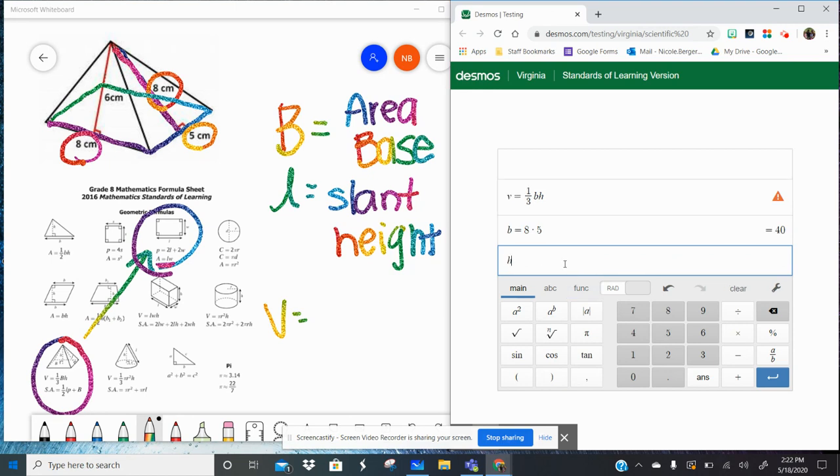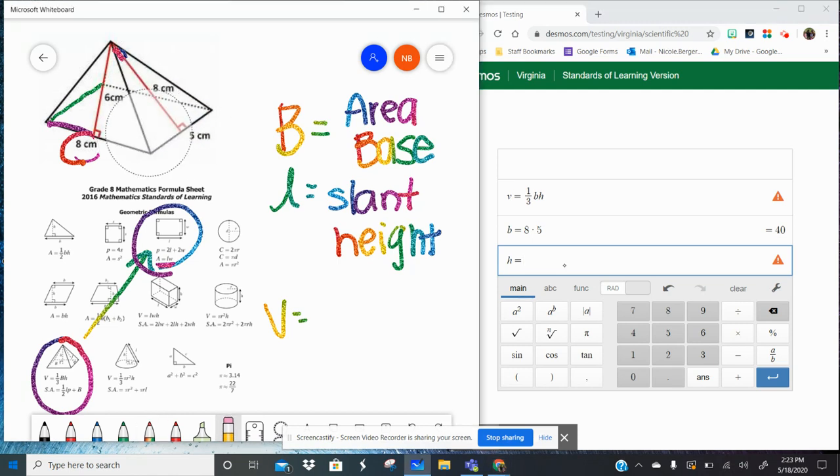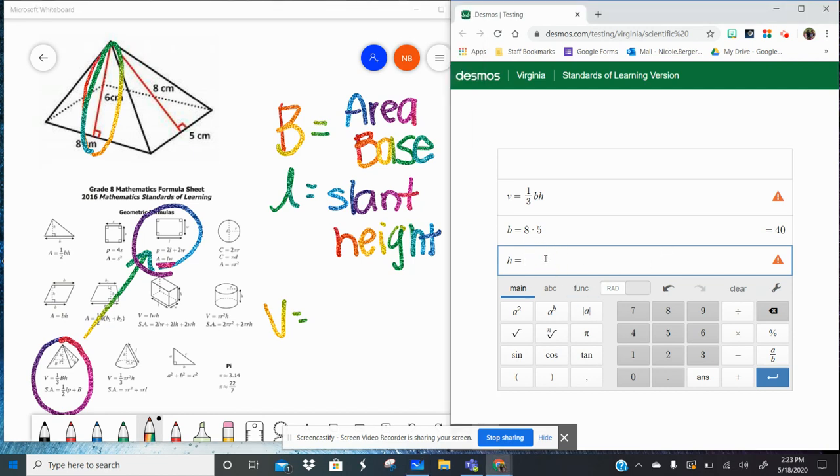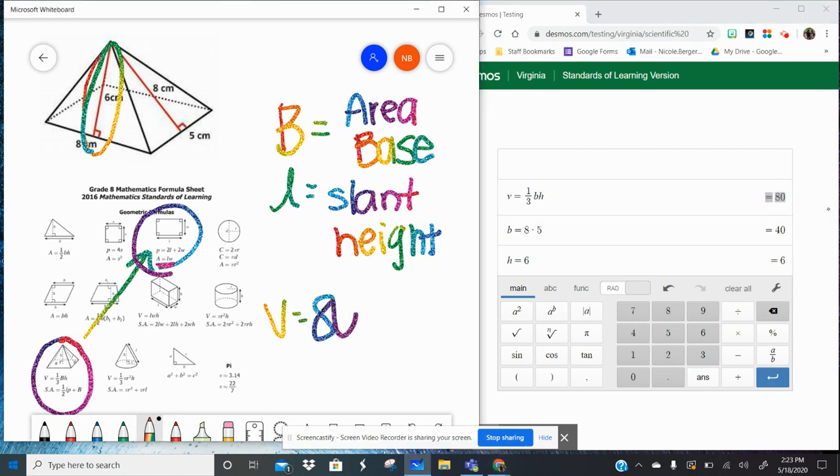And then I have H equals. Now, H is the height, not the slant height. So the height of this, let me erase some of this craziness so you can see what's going on. The height is just this up and down one, right? So that 6 centimeters is the height. Remember, that other 8 is the slant height. So I have height is 6. So boom, right here, solves it for me. So the volume of that pyramid is 80 centimeters cubed. Remember that cubed, super important.